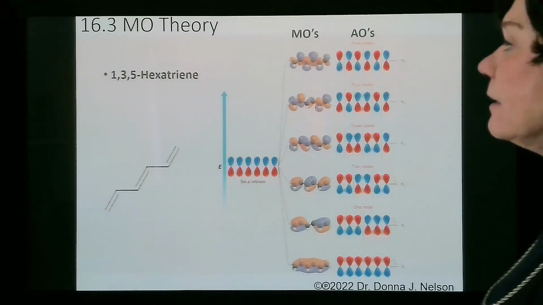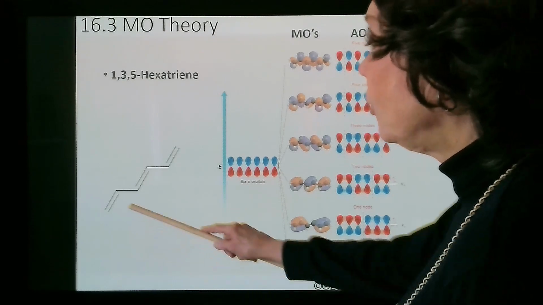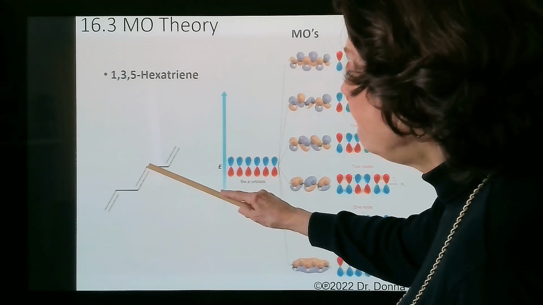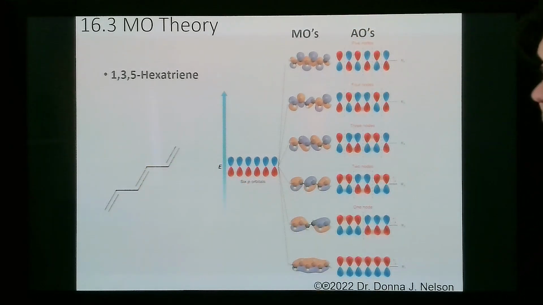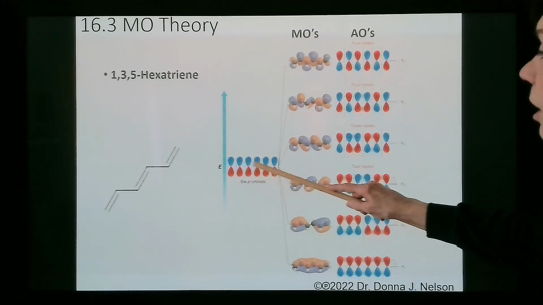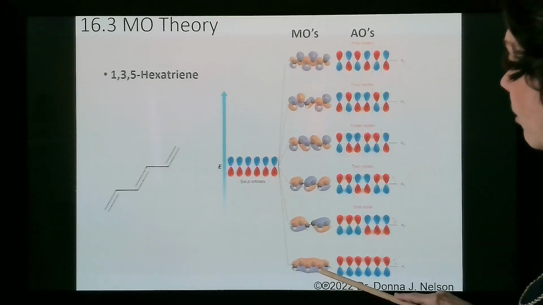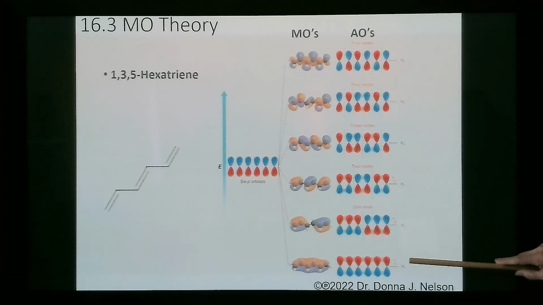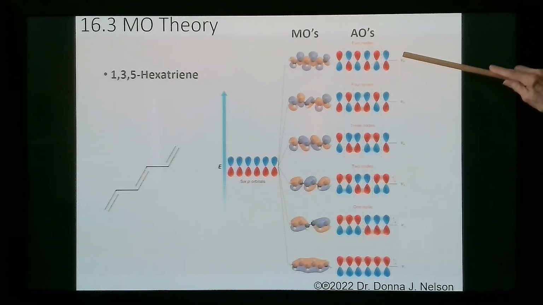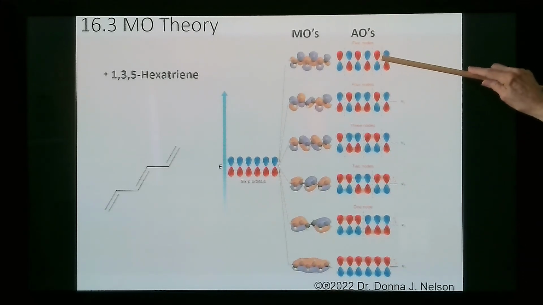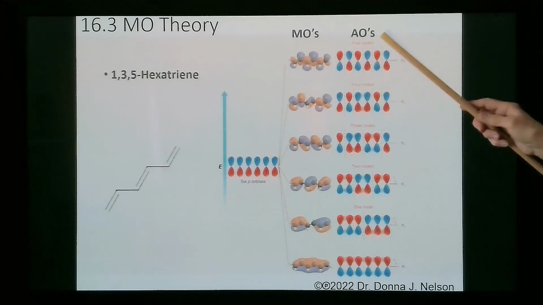Now let's look at 1,3,5-hexatriene. Here is 1,3,5-hexatriene. 1, 2, 3, 4, 5, 6 sp2 hybridized carbons, 6 p orbitals. Here they are. So these are atomic orbitals. These are the molecular orbitals. These are the atomic orbitals. You can see the lowest energy orbitals are at the bottom. The highest are at the top. The lowest ones have no nodes. The highest one has 5 nodes, no bonding interactions.